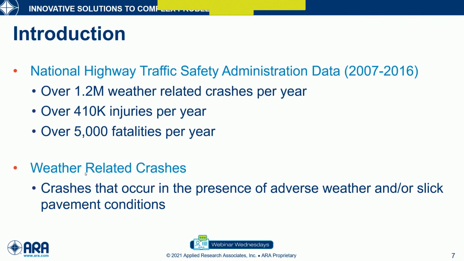According to the National Highway Traffic Safety Administration 10-year average data from 2007 to 2016, close to 6 million vehicle crashes occur in the US each year. And among these crashes, over 1.2 million are weather-related, and about a third of these crashes result in injuries. And unfortunately, around 5,000 people are killed due to these weather-related crashes every year.